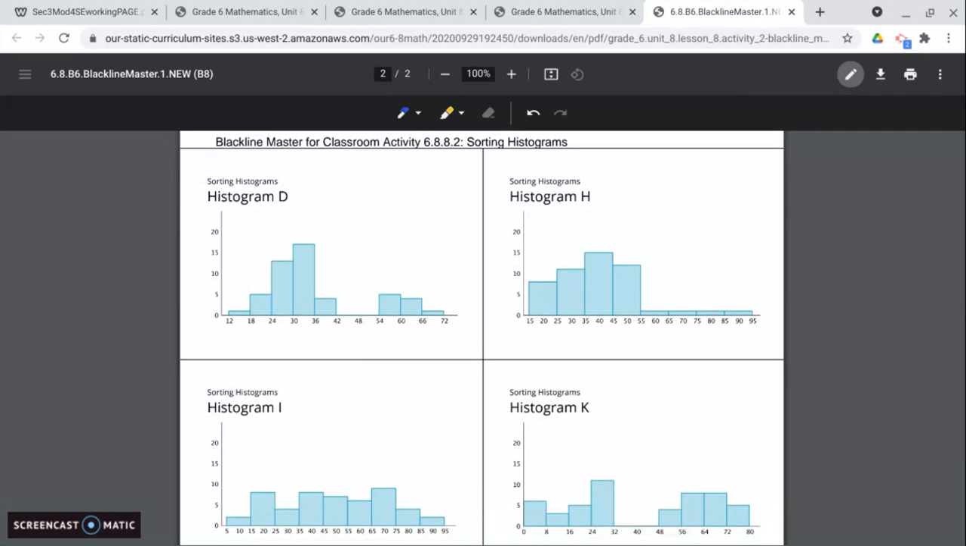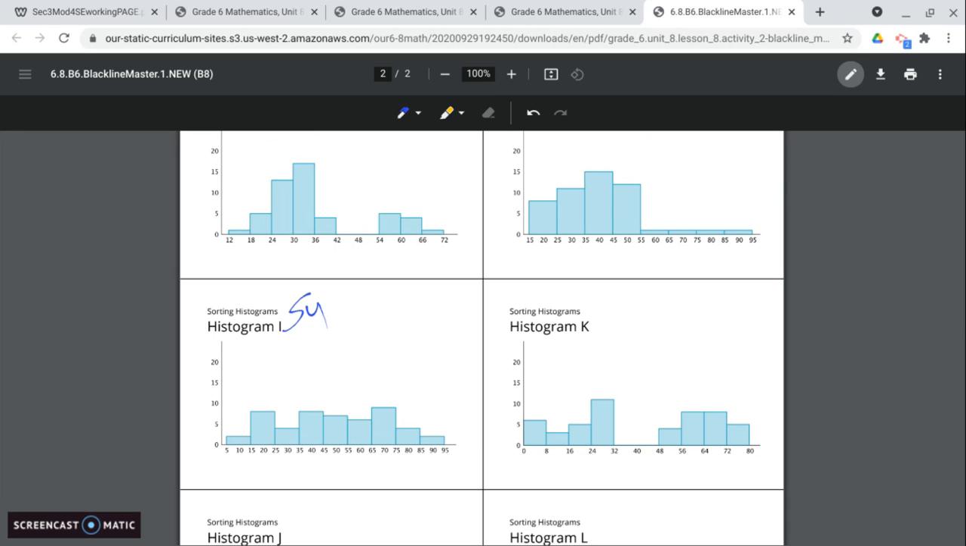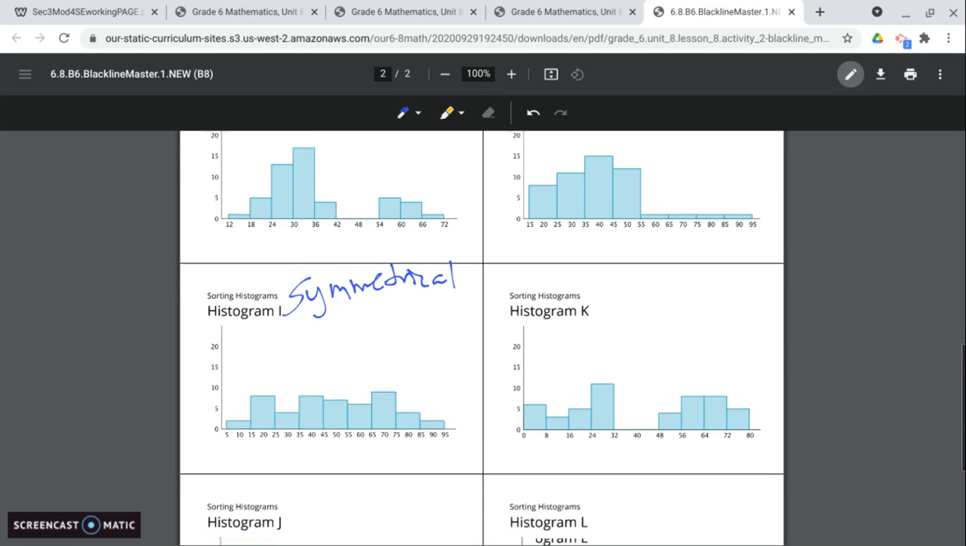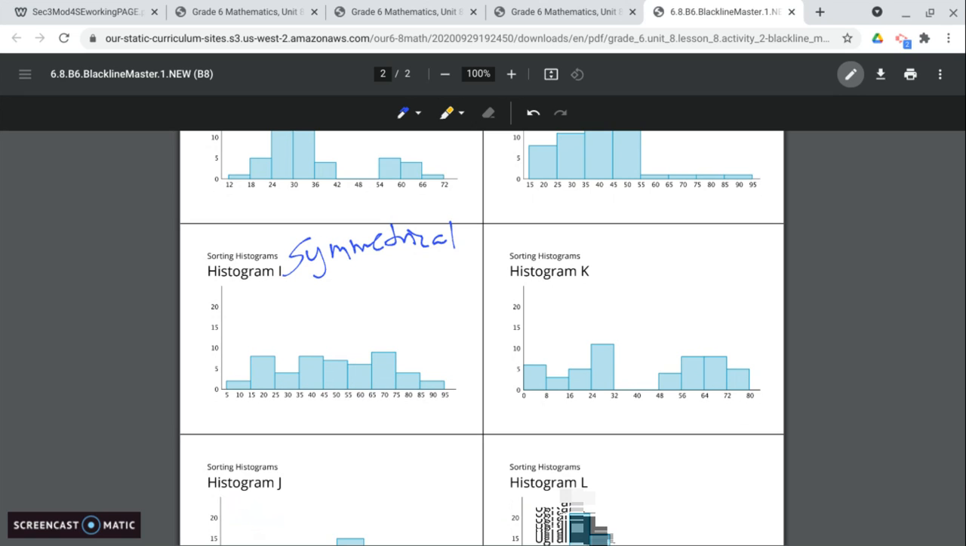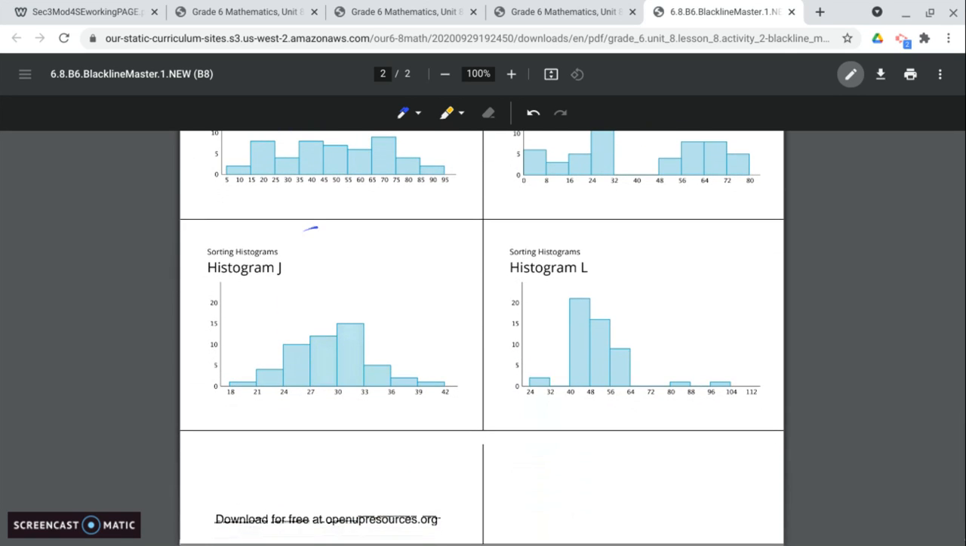G is not. D is not. H is not. I is symmetric. K is not. J is. And L would not be.